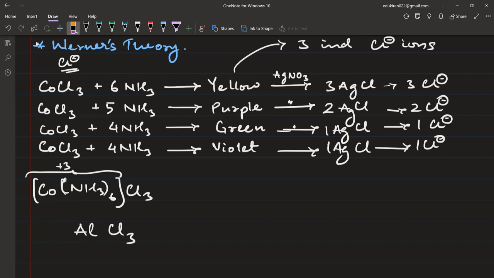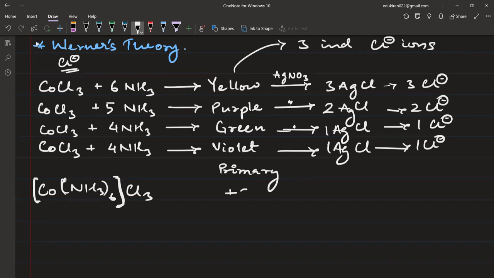And he then said that in coordination complexes, in coordination compounds, the metal atom, in this case the cobalt, also has a secondary valency, and this secondary valency is satisfied by the NH3 molecules. So he said that first of all, primary valency here is +3, and secondary valency here is going to be 6.